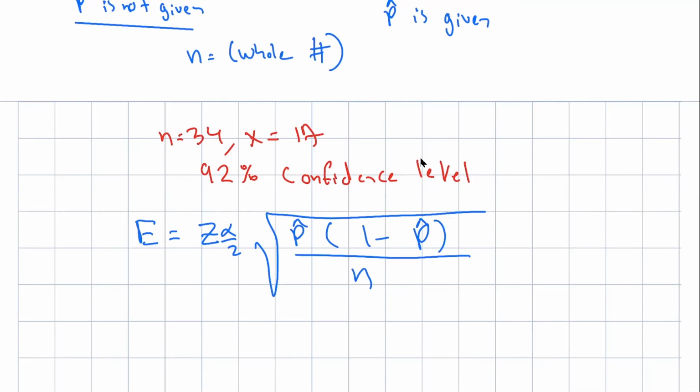Cool. All right, so that's the formula for margin of error. The first thing you want to do is find what z alpha divided by 2 is. To find that, first you have to find what alpha is. To find alpha, you do 1 minus your confidence level. In this case, the confidence level is 92%, so you do 1 minus 0.92, which is equal to 0.08. Any question on how to find alpha?